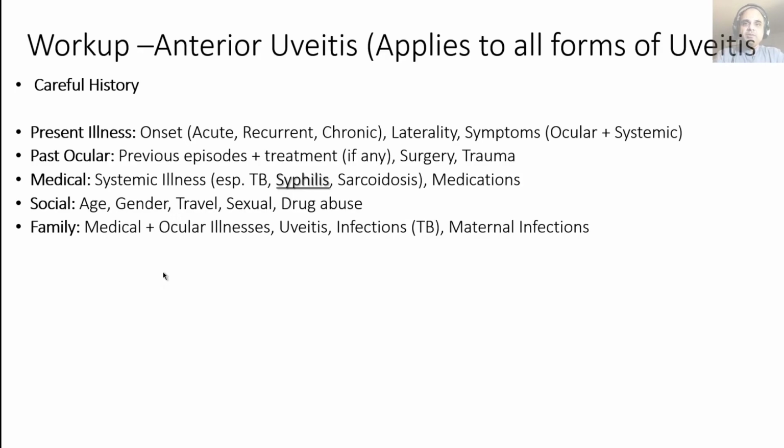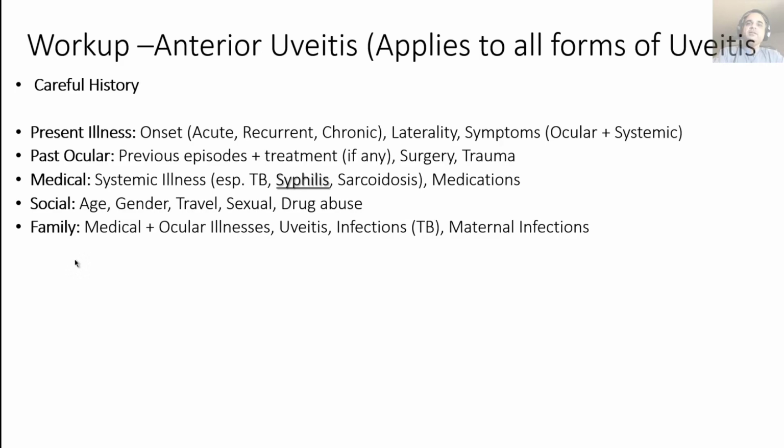Travel history is important because certain infectious agents are seen in certain regions. For example, somebody traveling from Europe to Asia, TB is something that they would think of. Age, young girls, think of JIA. Most of the other diseases usually happen in adults. Gender, again, certain male and female predispositions, as we have talked about.